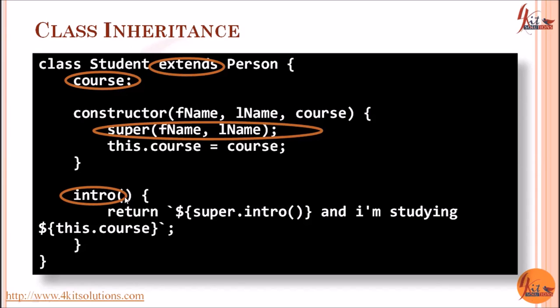Okay, then we have a method called intro also. We can have the method with the same name in the parent class as well as in the child class. So the child class and parent class both can have the same method name. In this, we are returning super.intro, which means we are calling the intro method of the parent class, and whatever string this method returns will be concatenated with this string. So it would be like super.intro first name, hi, my name is abc xyz and I am studying whatever course we pass in the object creation.